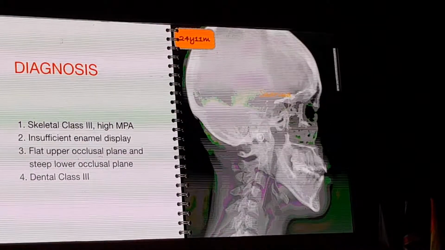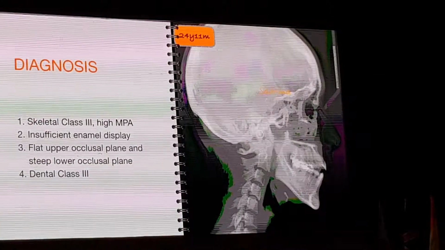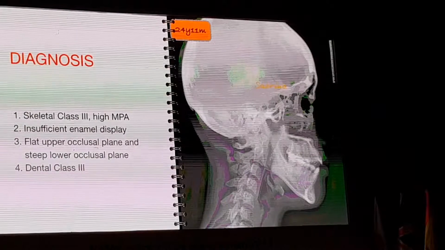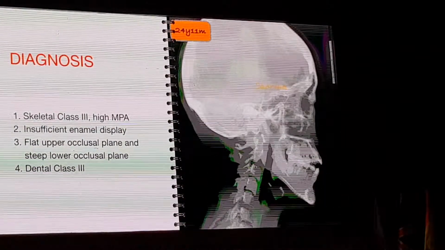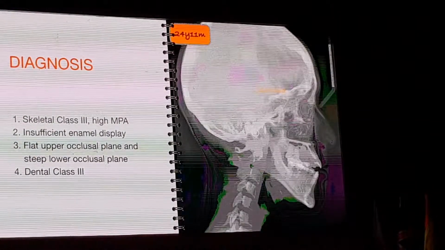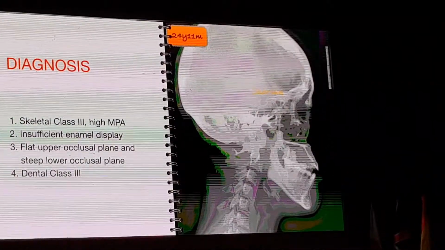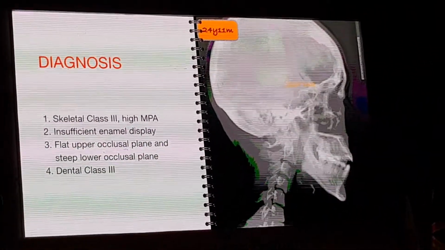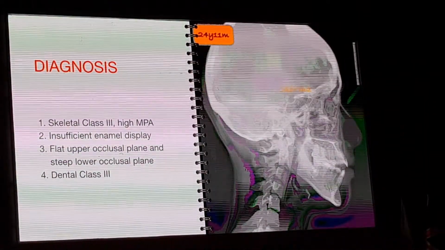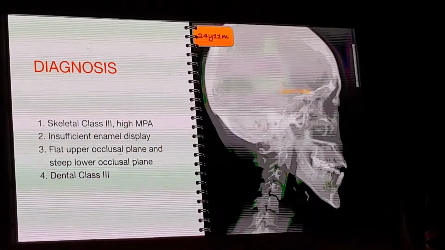You can see her upper incisor related to upper lip is a little bit above the upper lip. So for this patient, I would like to extrude upper incisor a little bit to enhance her smile arc. And she has very flat upper occlusal plane and very steep lower occlusal plane, which means to correct this deep bite, I don't want to extrude lower incisors too much, but I would like to intrude lower molars to help counterclockwise rotation of the mandible.